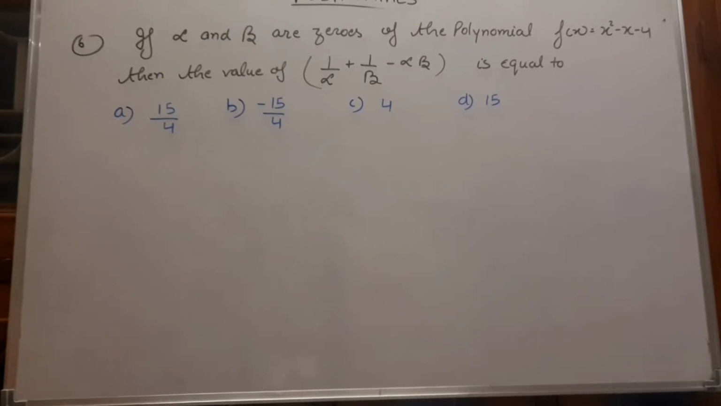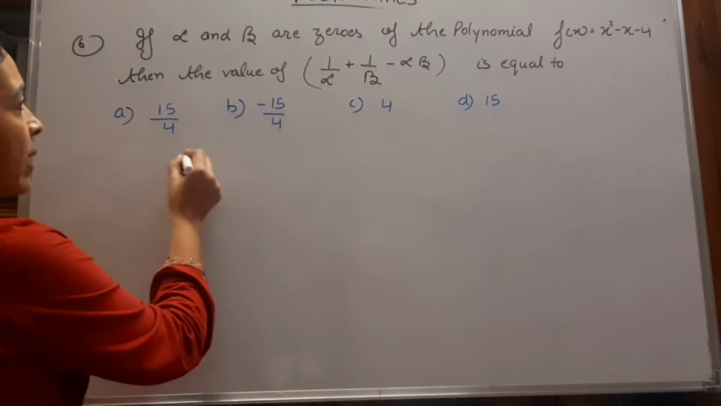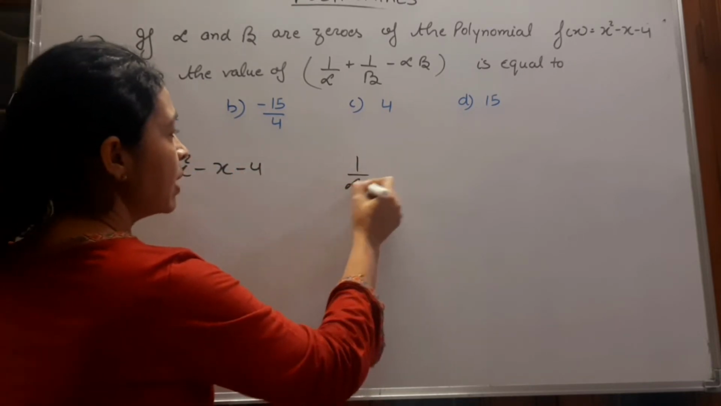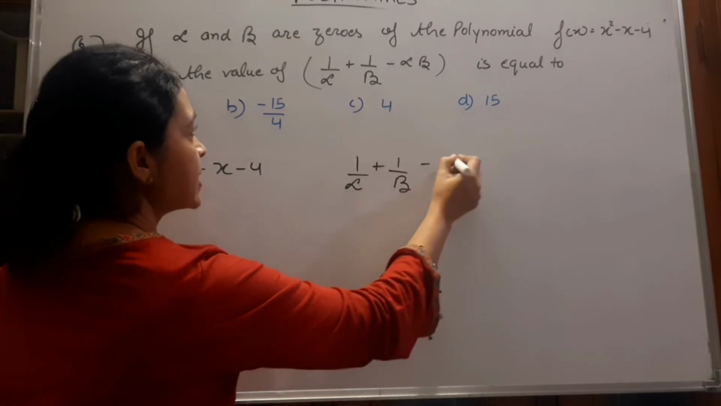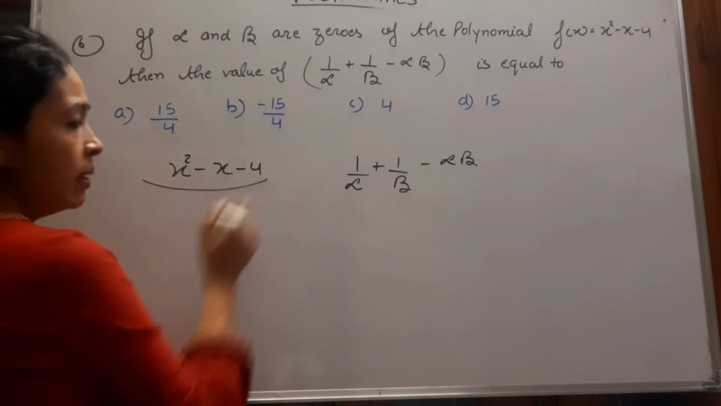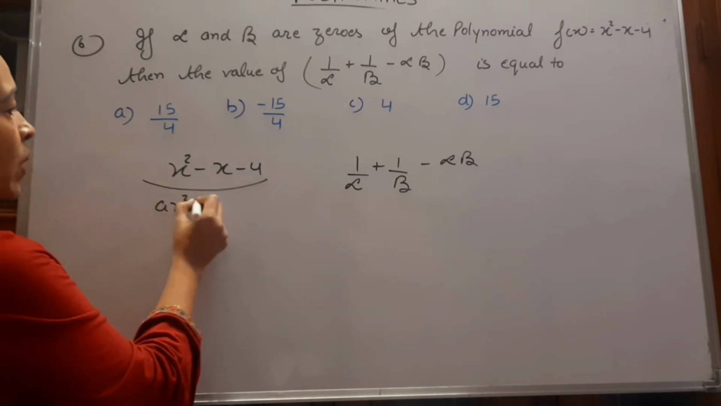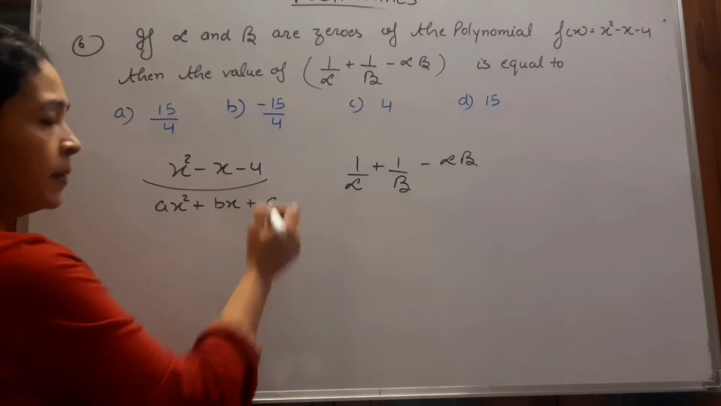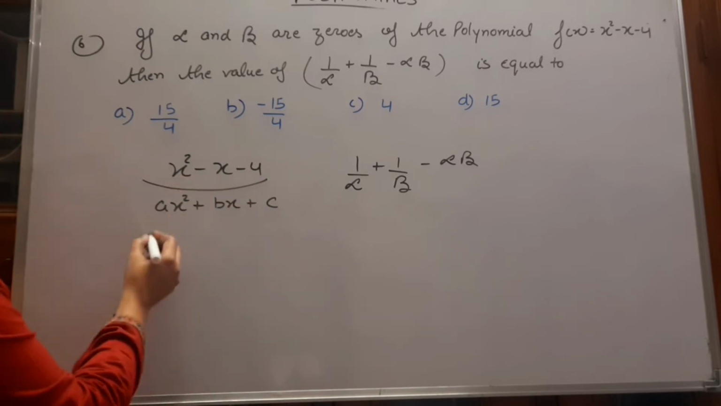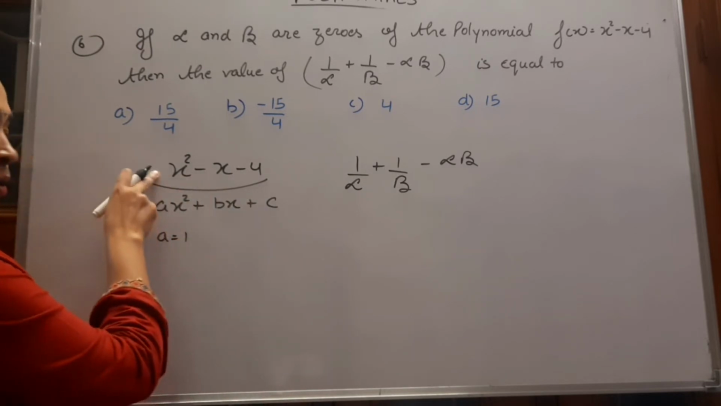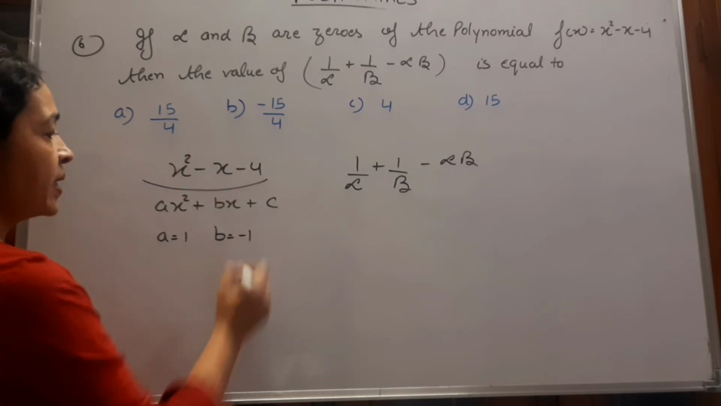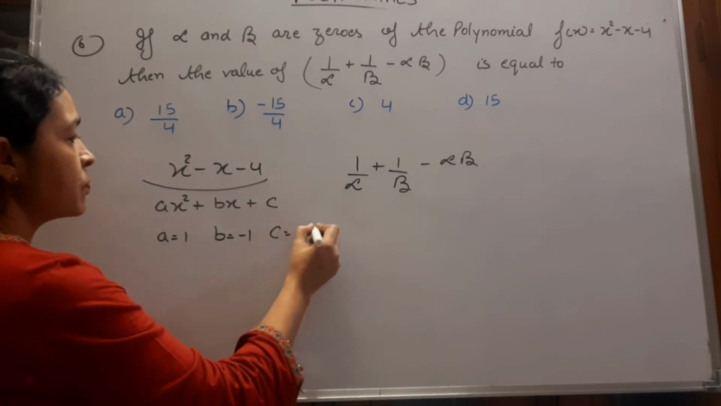If alpha and beta are the zeros of polynomial x square minus x minus 4, we have to find the value of 1 upon alpha plus 1 upon beta minus alpha beta. Now, this is a quadratic polynomial. Our general form is ax square plus bx plus c. On equating the given polynomial with the general form, what is the value of a? A is 1, coefficient of x square. What is b? Coefficient of x, minus 1, and c is minus 4.